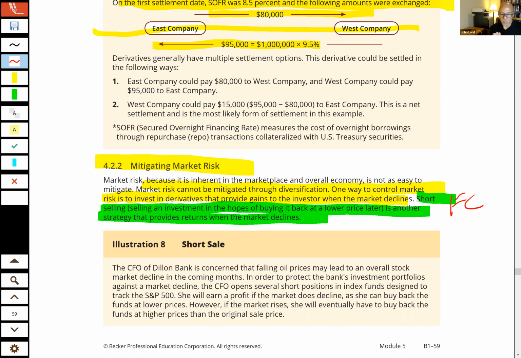Obviously, whoever let me borrow that stock thought that the price would either stay at 100 or go up. I bet on it going down. So if the stock had gone up to 120, I've got to go buy that in a short sale deal. I lost. I'm a loser.